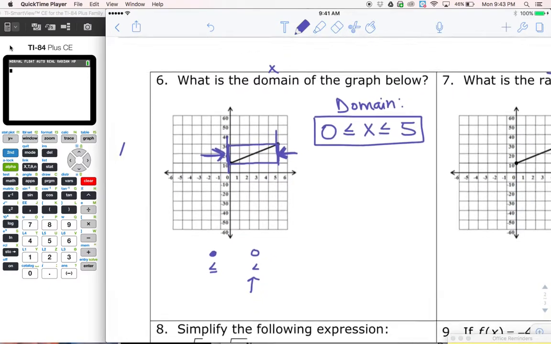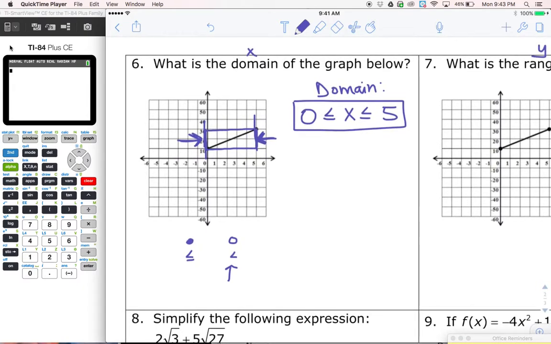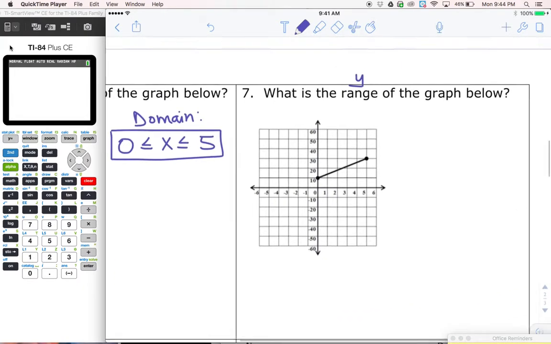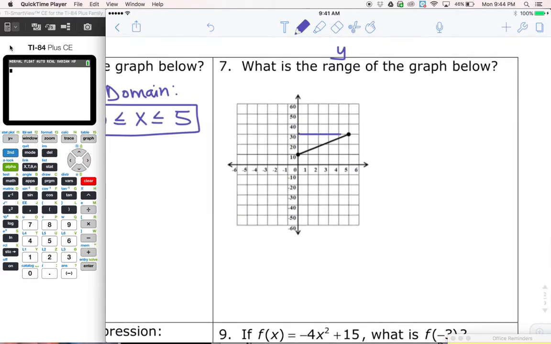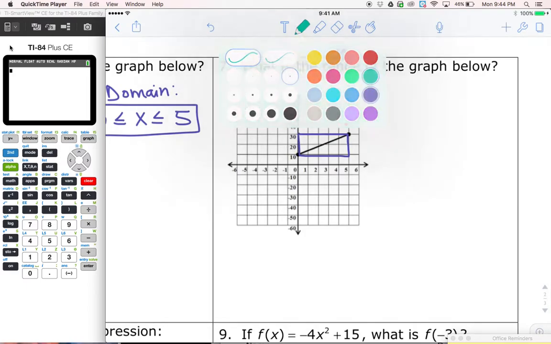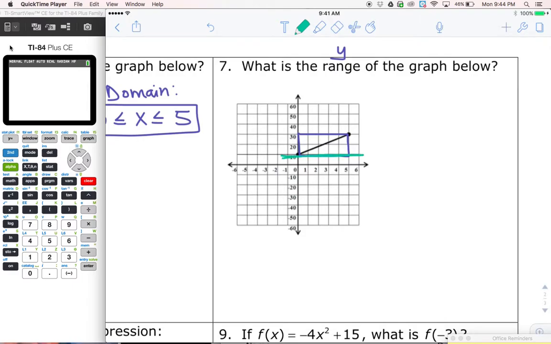Let's go ahead, let's do the same thing for our range, right? We're going to look at our y's now. Okay, again, I think it's helpful. I'm going to draw a box around my values here. Okay, and since it's our range, we're looking from the lowest to the highest. So here's the lowest, and here's the highest. So all the y's go from here to here.